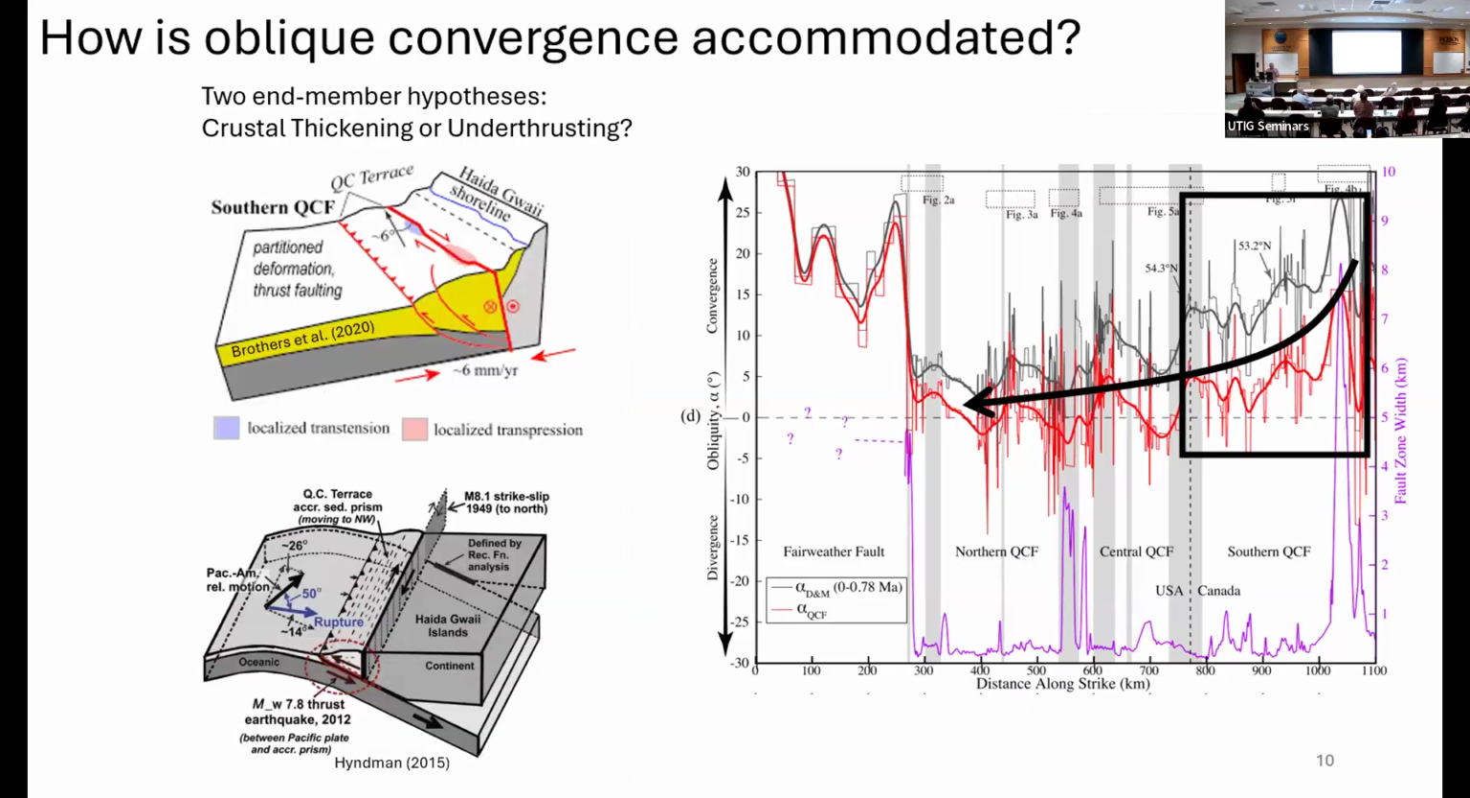This Queen Charlotte Terrace and this oblique convergence have resulted in decades of debate over how it's accommodated. There are two end-member hypotheses. The first is crustal thickening, where you would have the Pacific plate colliding with a much thicker North America and internally deforming, inverting oceanic crust and sediments, and that would form the Queen Charlotte Terrace. Alternatively, you have underthrusting, or if you ask some people, subduction, where you would have the Pacific plate underthrusting the Queen Charlotte Terrace and maybe North America, and the Queen Charlotte Terrace would be forming more like an accretionary prism.